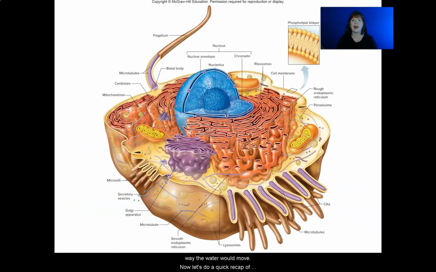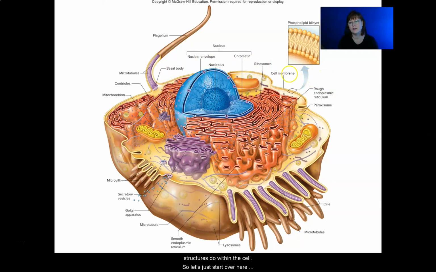Now, let's do a quick recap of our cell structures. So if we look at a typical cell, and let me just say this is not a typical cell because we wouldn't see a cell with a flagellum and cilia. That doesn't really work along with microvilli. But this cell has everything on it. So let's recap what these different structures do within the cell.